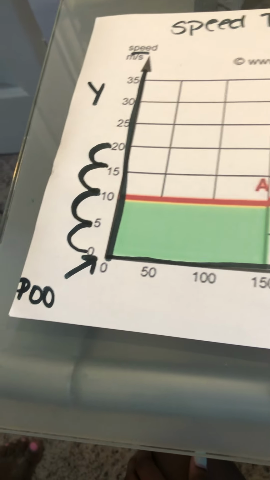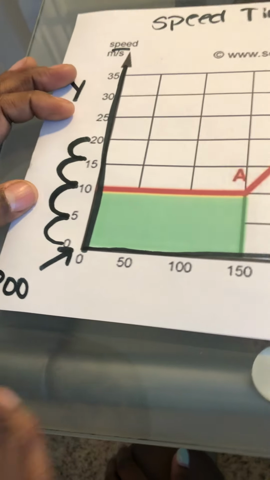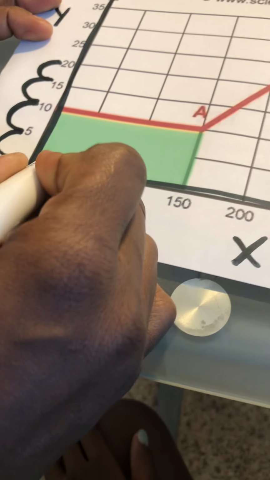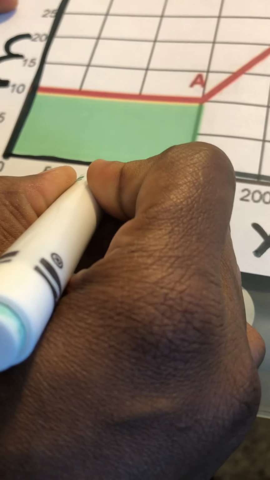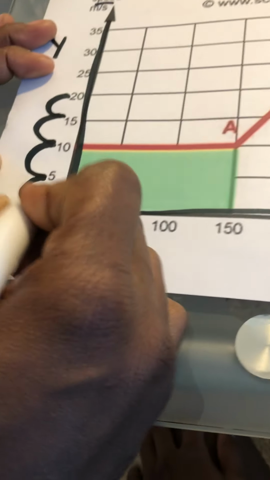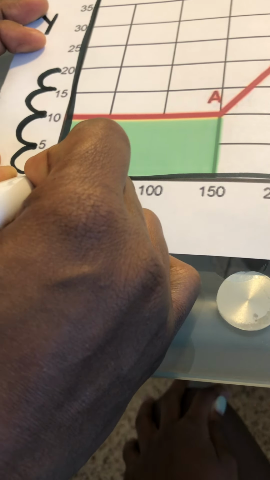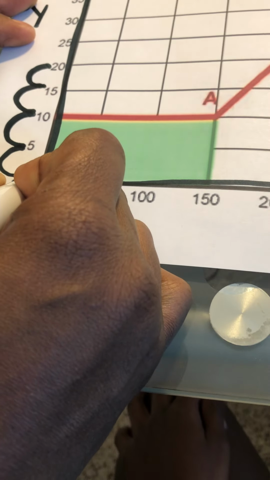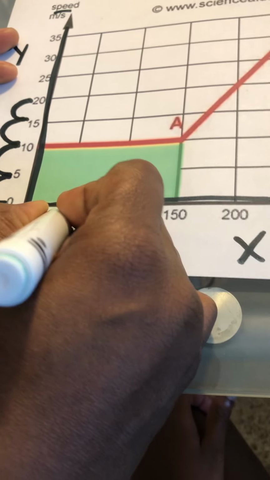Next, let's look at the x-axis. Here at the point of origin, we have 0. Then we have 50, 100, 150, 200, 250, 300, 350. So we're moving in increments of 50. That means from the point of origin here at 0 to the next point, there's 50.